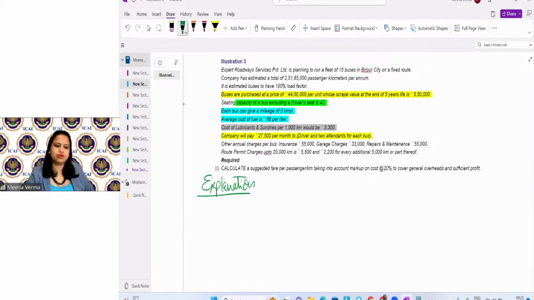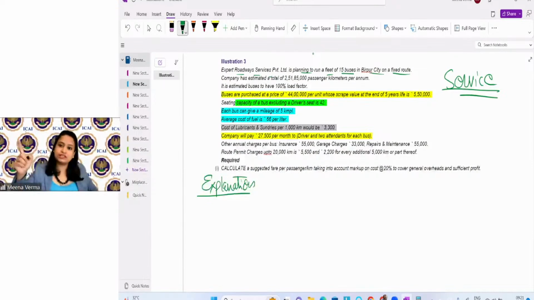Okay, shall we do this? I hope you all have done the reading of this question. Before solving this question, just keep it in mind, this question is related to the service sector. What is the question? Expert Roadway Service Private Limited is planning to run a fleet of 15 buses in Birpur city on a fixed route. So there is a route on which the bus is traveling and it is a fixed route.